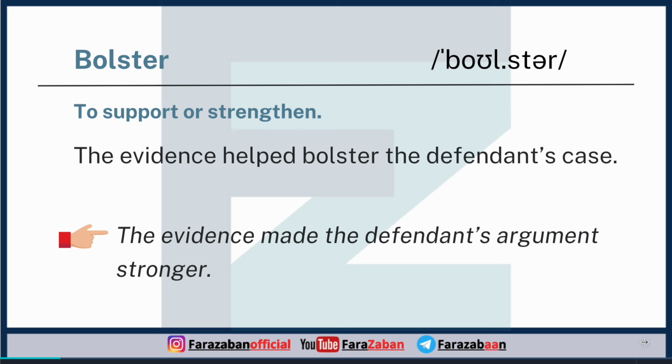Bolster. To support or strengthen. The evidence helped bolster the defendant's case. The evidence made the defendant's argument stronger.